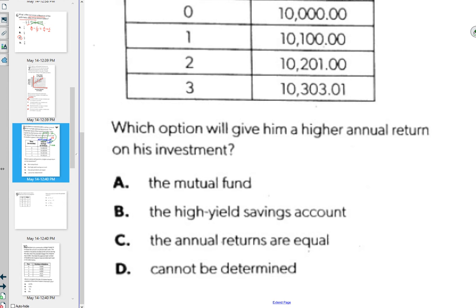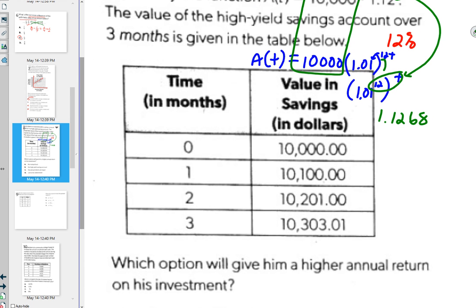Any questions there? Do you understand why 1.1268 is greater than 1.12? It isn't a lot greater, but it's a little bit greater.